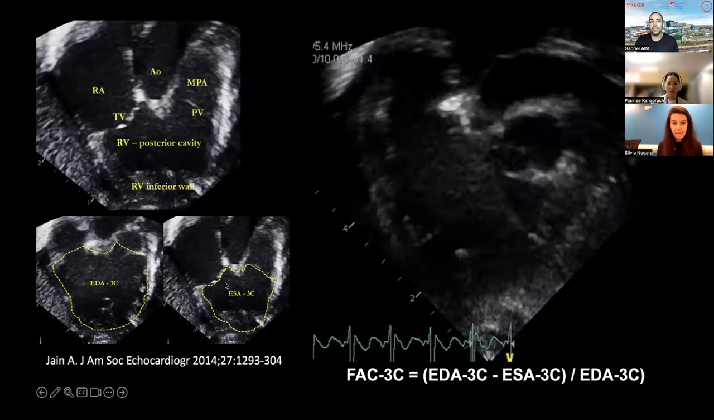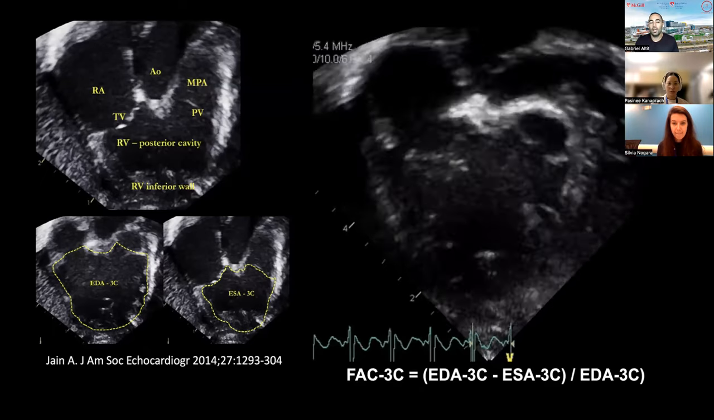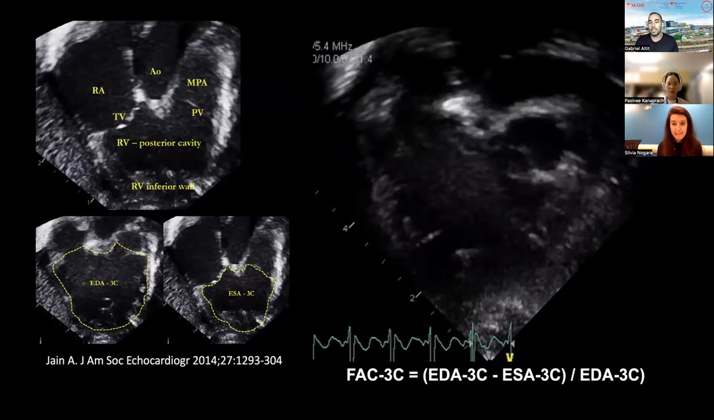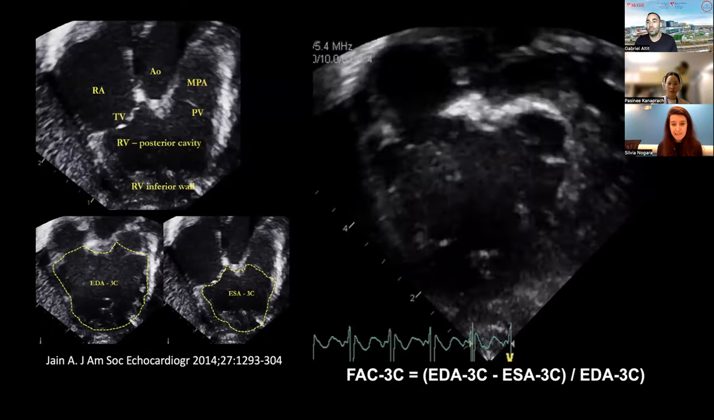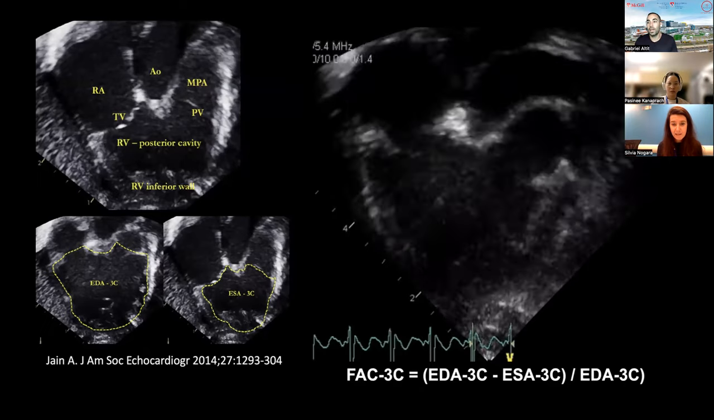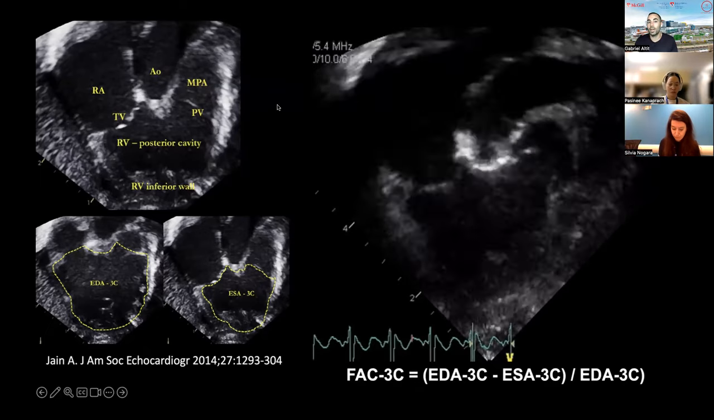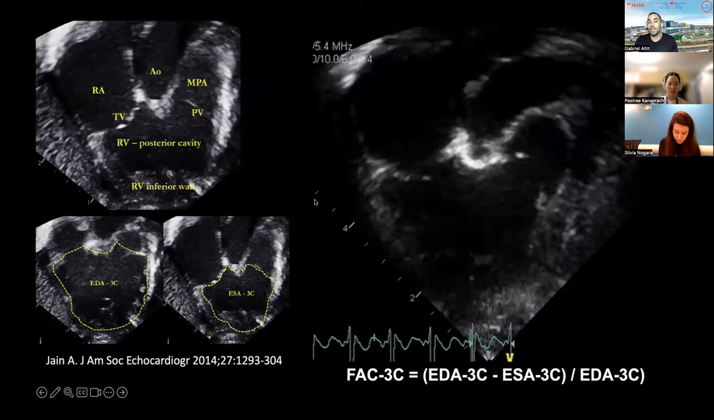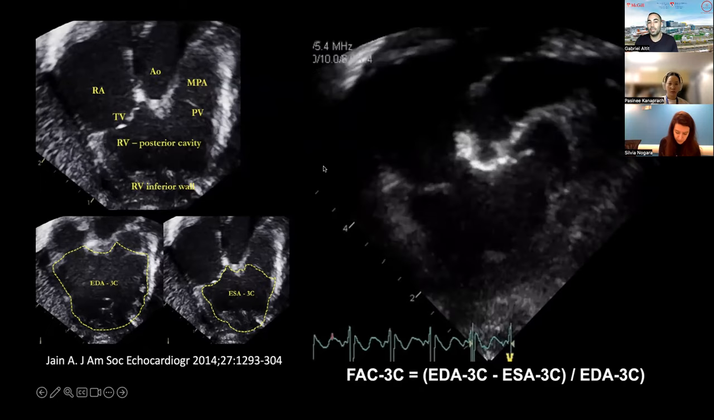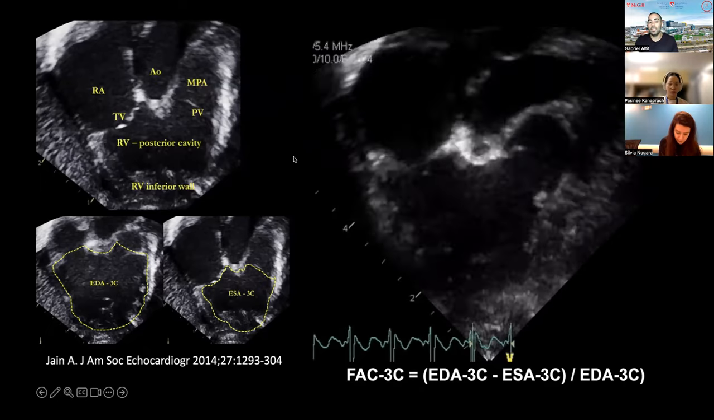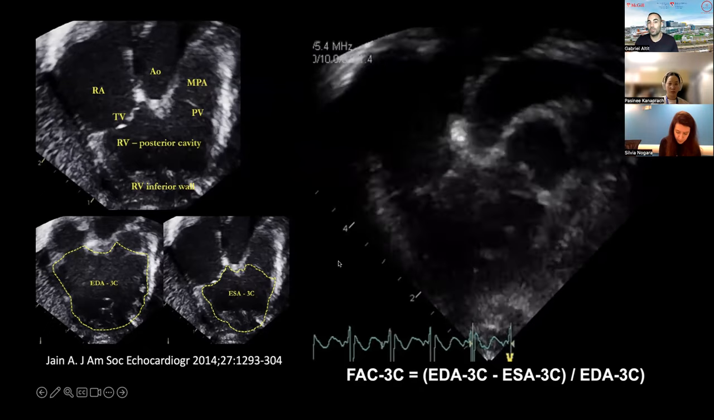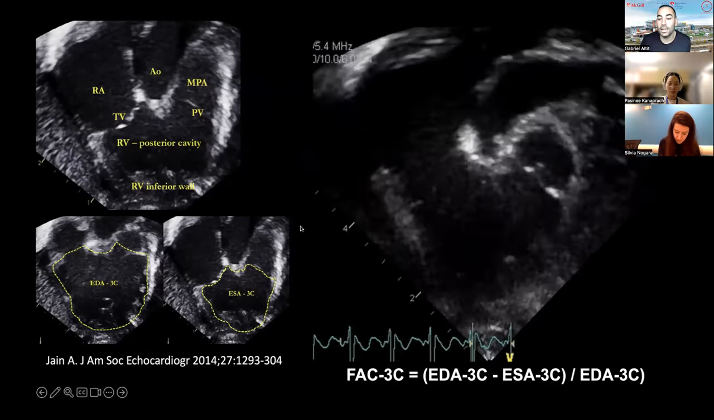The only caveat to that is that, just so you're aware, this technique has not been validated with cardiac MRI to see if there's good correlation with ejection fraction by MRI. So we only know that the correlation is true with the four-chamber view, but there's more and more data looking at that.